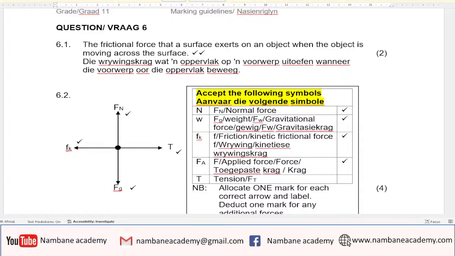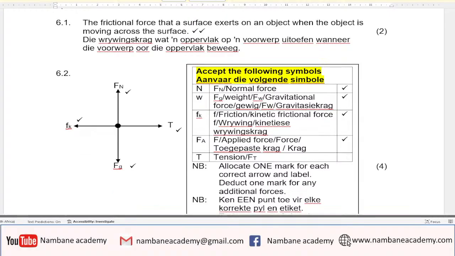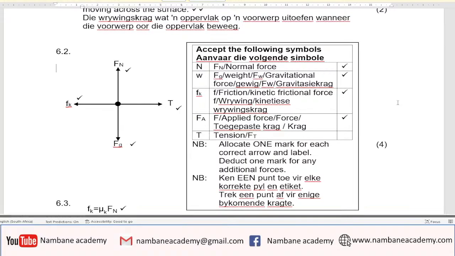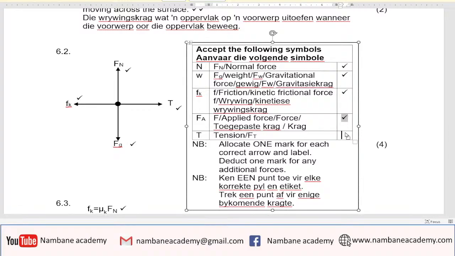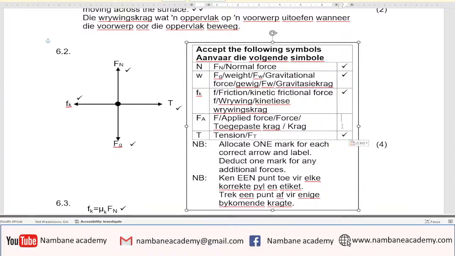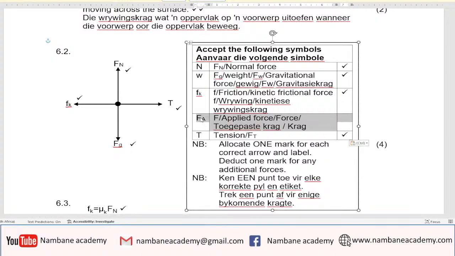2 marks. 6.2. Draw a fully labeled free body diagram of all the forces acting on the camper. So there's 1 mark allocated for the normal force. They can use Fn or normal force. Then there is 1 mark given for the weight, which can be W, Fg, weight, Fw or gravitational force. 1 mark for Fk, which can be F friction or kinetic frictional force. Then the other mark is for T, tension, which can be T, tension or Ft.